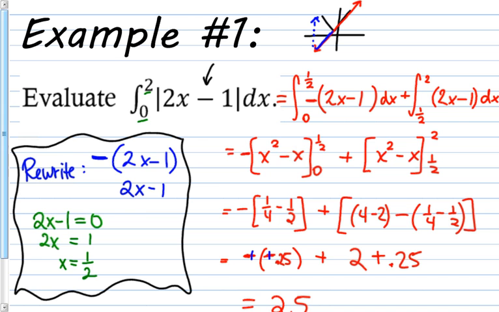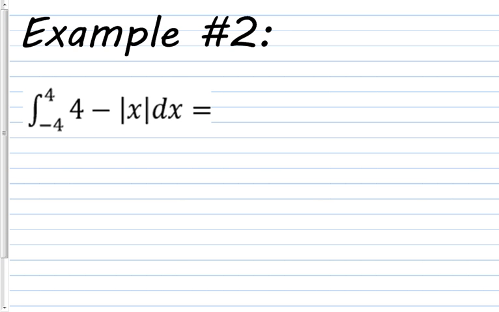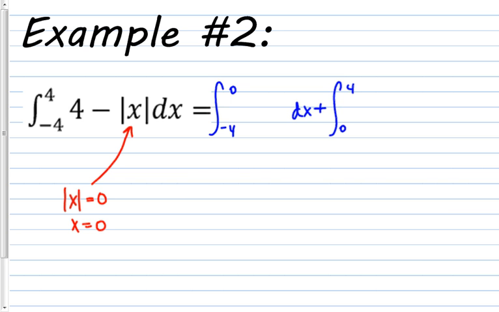That's about it. Next. Okay, so this time the whole equation is not in the absolute value, just the x. So set this equal to 0, right? So x equals 0. So that's where my partition is going to be now. So I'm going to have one from -4 to 0, dx, plus from 0 to 4, and then something goes there, dx.